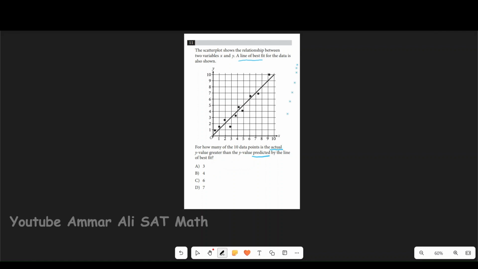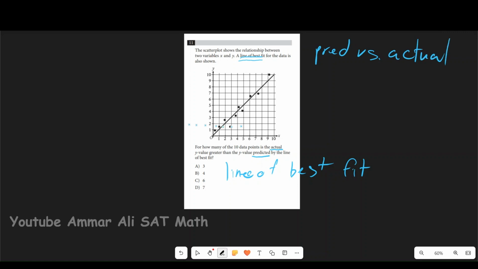So the fundamental concept here is, you might have guessed it, line of best fit, right? And what are they asking us to do? They're asking us to compare the actual y value against the predicted y value of the line of best fit. So how do we do that? This is a line of best fit problem, and they want us to compare the predicted values versus the actual values. That is what they're asking us.